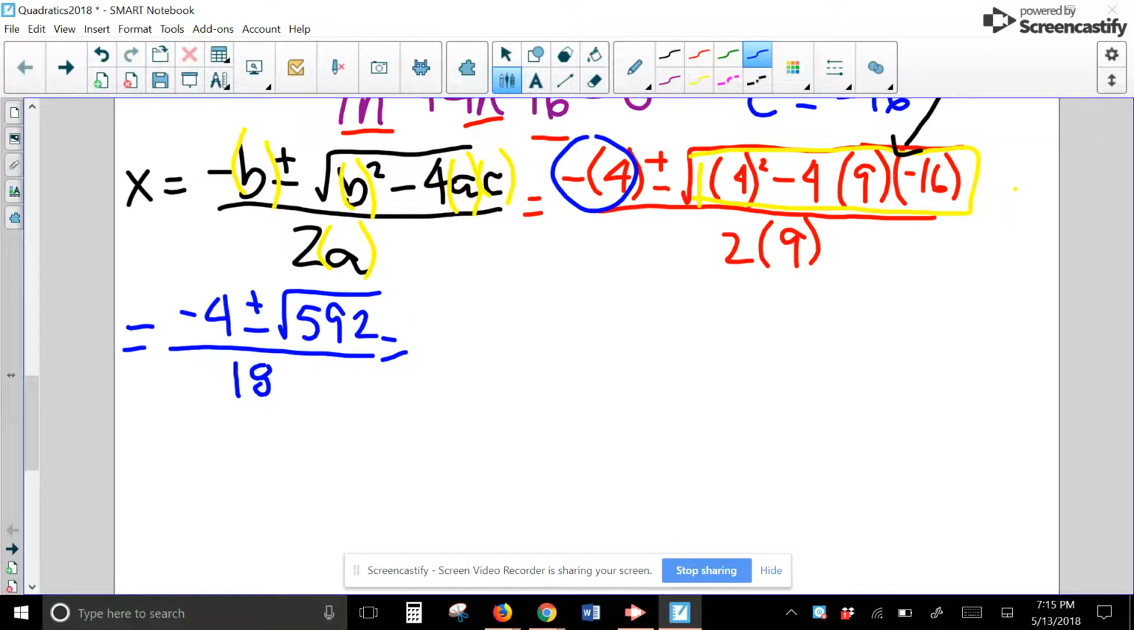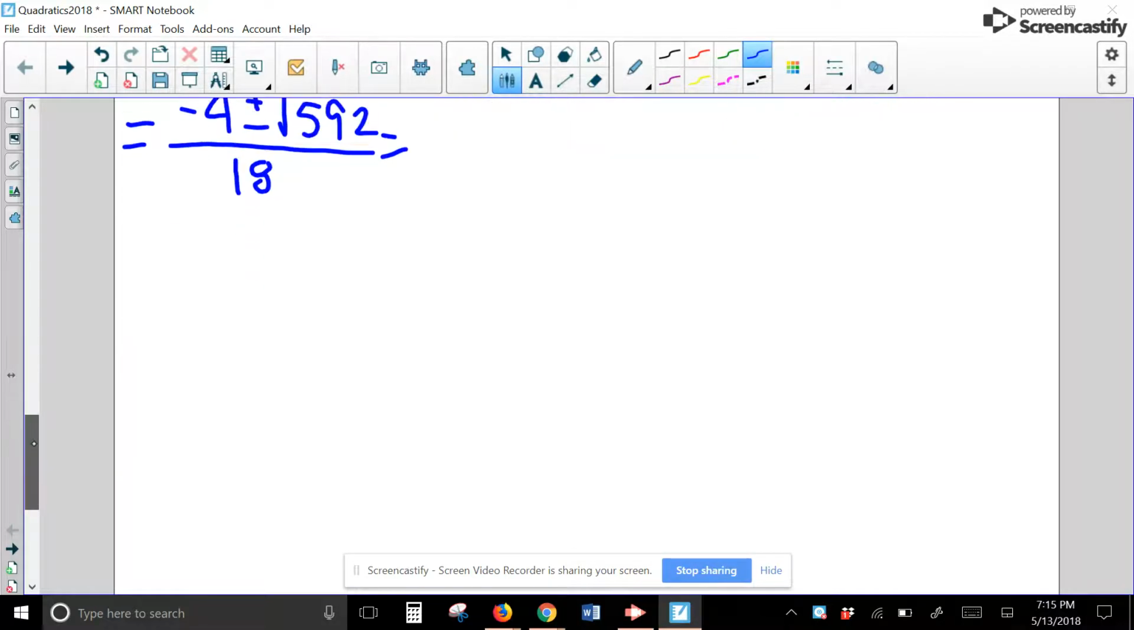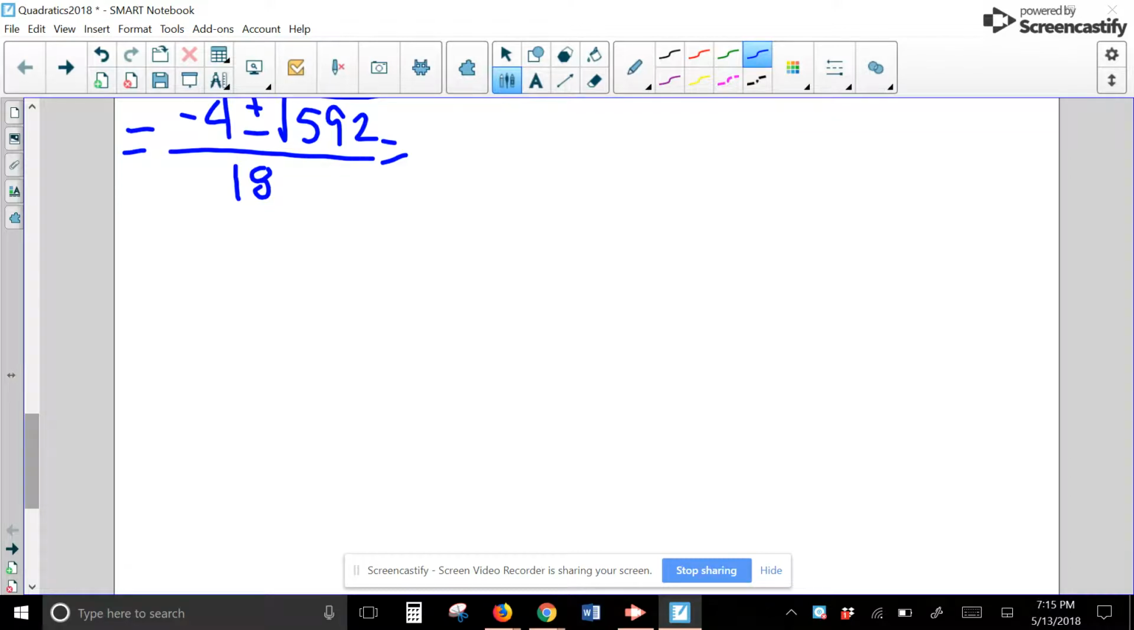So I'm going to go ahead underneath. We're going to simplify this radical, 592, off to the side. So I'm going to scroll down so I have a little bit of space, and I'm going to write 592. I'm going to simplify 592. So remember the strategies we used when we did our square roots on our foldable? So we think of the biggest perfect square that goes into 592.